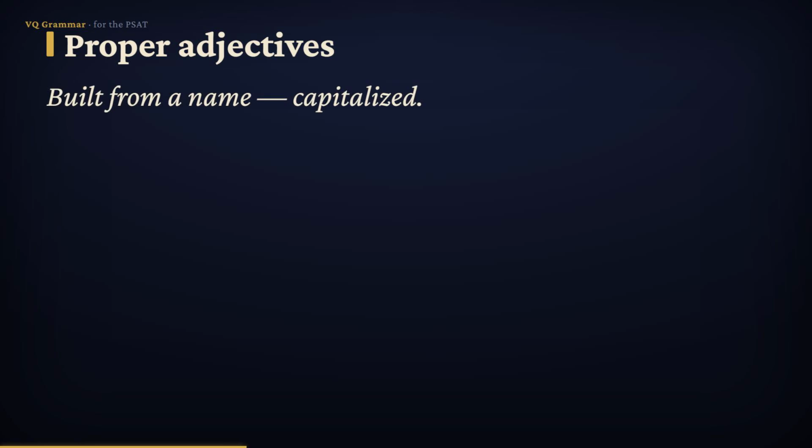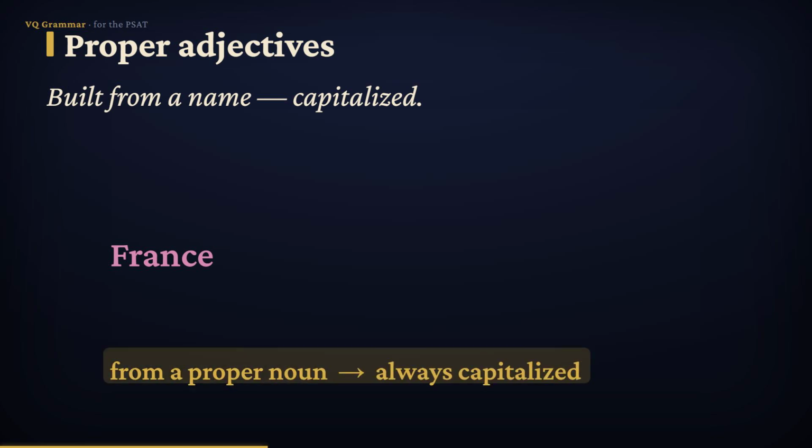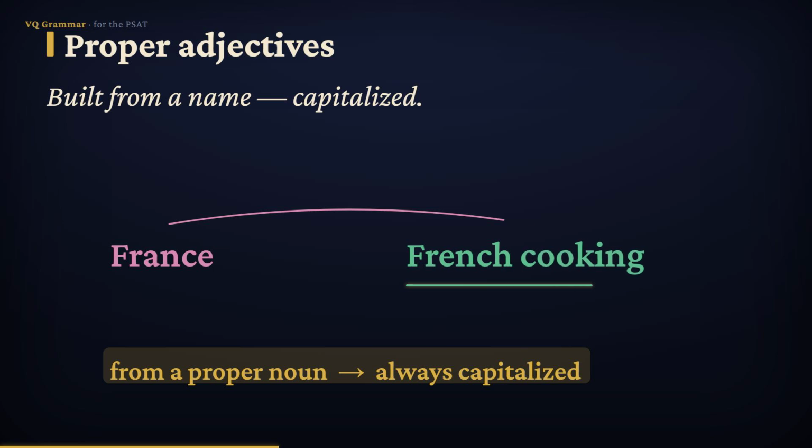Now the second idea. Proper adjectives. A proper adjective is formed from a proper noun, a name, and like the name it comes from, it always begins with a capital letter. Start with the proper noun France. Turn it into an adjective and you get French, as in French cooking. The name France becomes the adjective French, and notice it stays capitalized. Shakespeare becomes a Shakespearean play. The capital letter is your signal that the adjective came from a name.